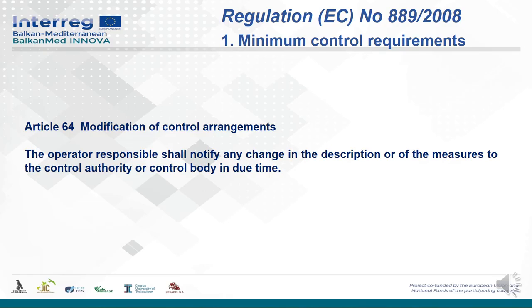Article 64. Modification of control arrangements. The operator responsible shall notify any change in the description or of the measures to the control authority or control body in due time. So in time.